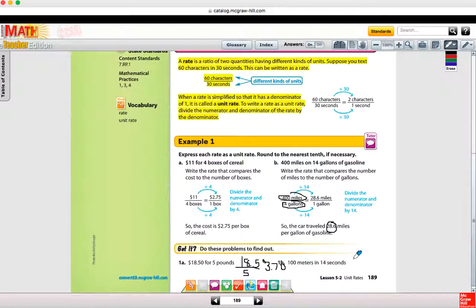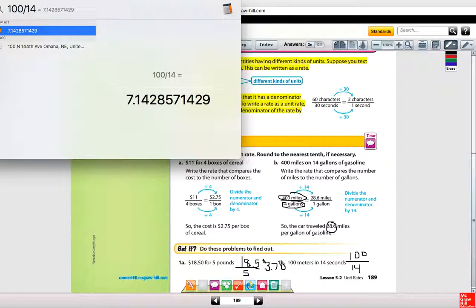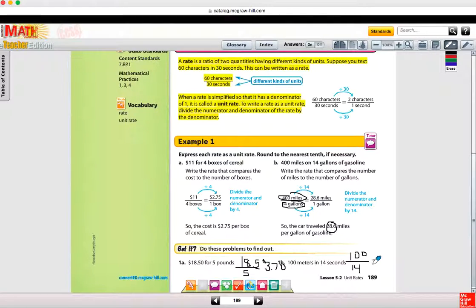For letter 1B, 100 meters in 14 seconds. So we're going to take 100 divided by 14 to find out how many meters they go in 1 second. So 100 divided by 14 is 7.14285. But you notice that the directions said to round to the nearest tenth if necessary. So we have 7.1 that we will round that problem to. So it equals 7.1. So pretty easy to convert to a unit rate. Just divide the numerator by the denominator.